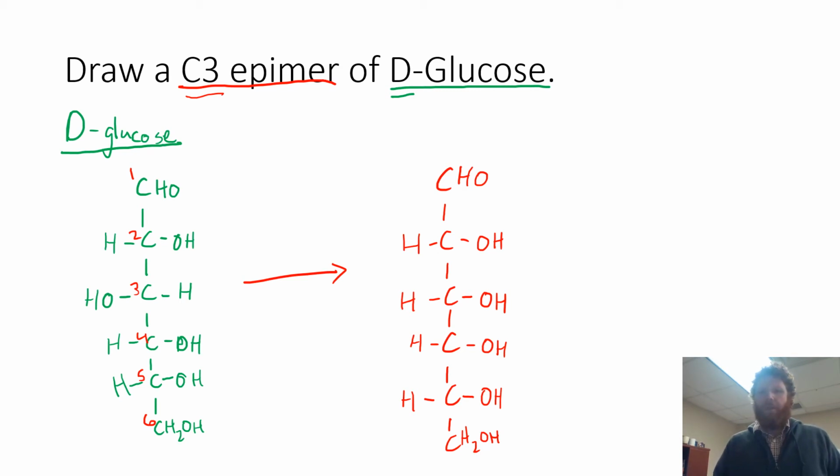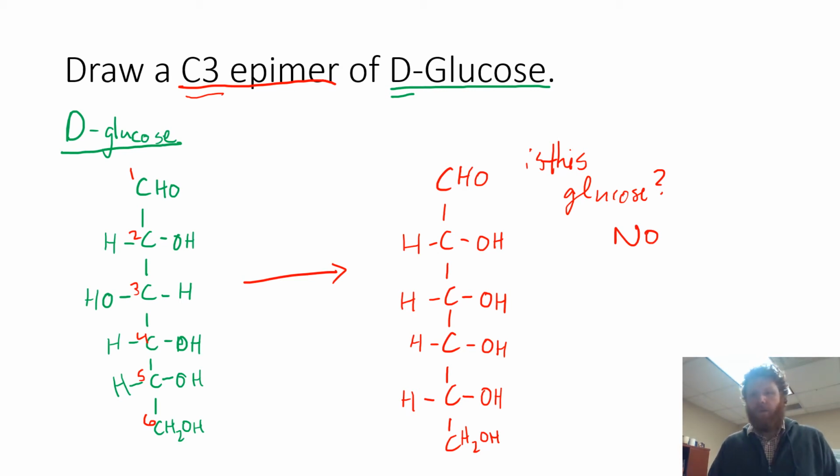Now a good question is, is this glucose? And the answer to that question is no. When you change the positioning of one of the hydroxide groups, you're no longer talking about glucose. This, in fact, is allose. So that would be a good way that you can draw relationships and connect sugars to one another. If you said the C3 epimer of D-glucose is D-allose, that would be a correct statement.